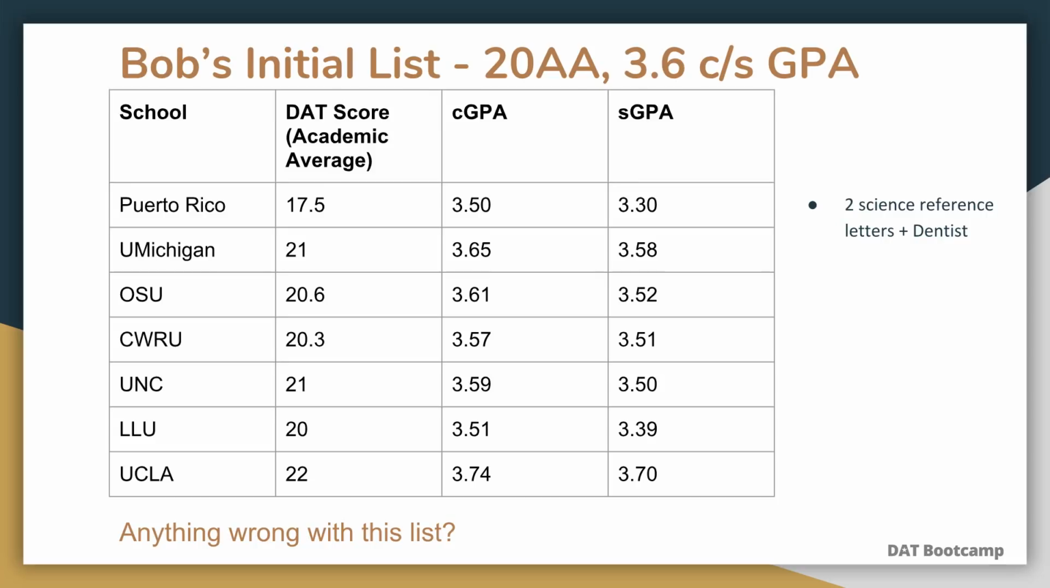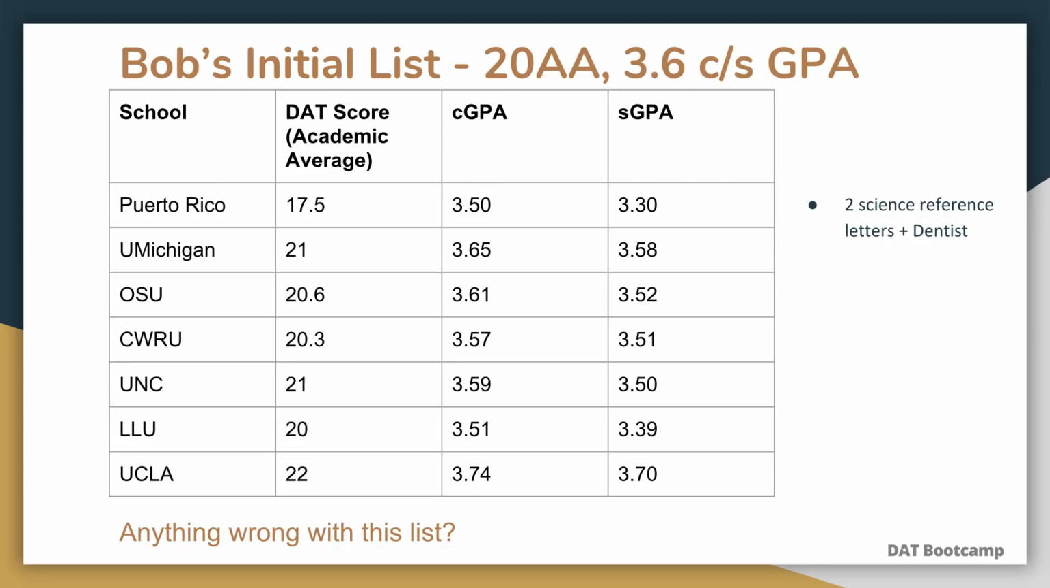UCLA is obviously a top program. Very competitive school. They like to see research as well. If Bob was to apply there, it will be a big reach for him. And so maybe there's a different school that will fit his needs better. And so let's see what a better school list would look like.